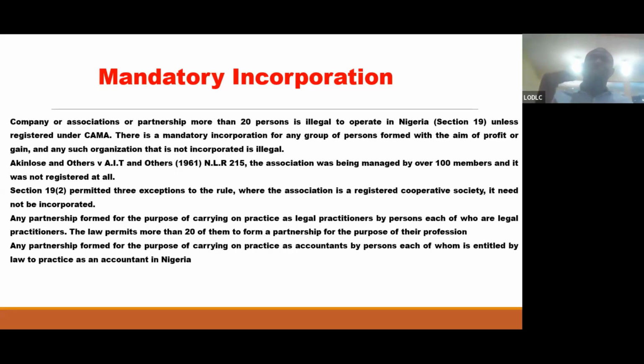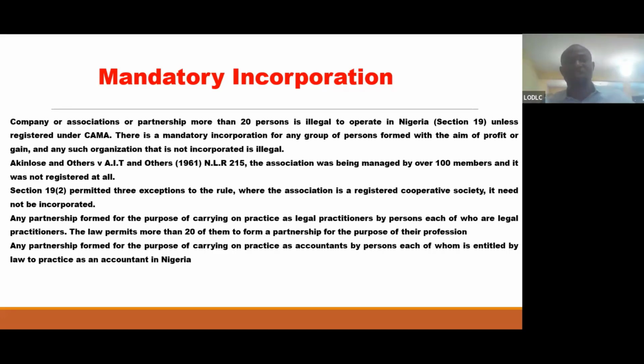So if you have a particular company, it is deemed to be an incorporated company, so you must register such a company. Otherwise, you are running an illegal business. If you look at some cases, we have some in our slide. Akinloshe and others versus AIT and others, 1961. The association was being managed by over 100 members. Look at the company. It was managed by 100 members, and it was not registered at all. So this is the kind of illegal business that we are talking about.